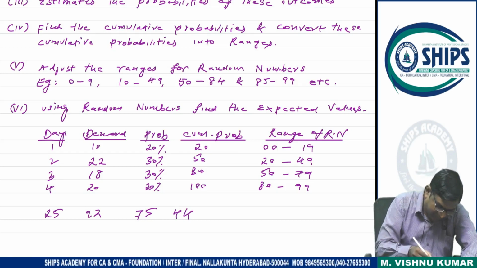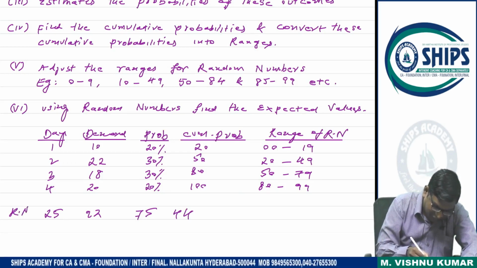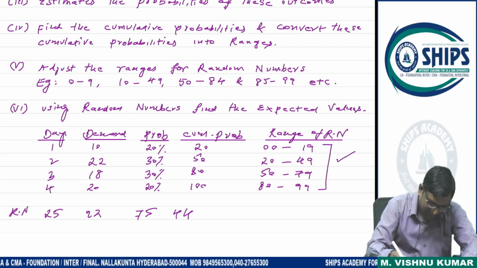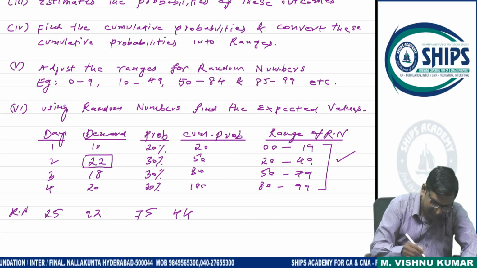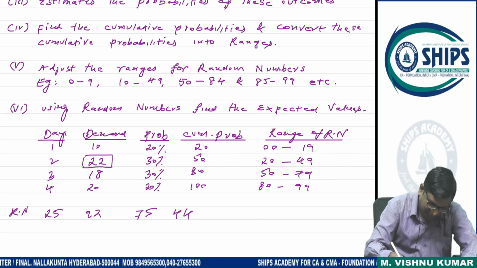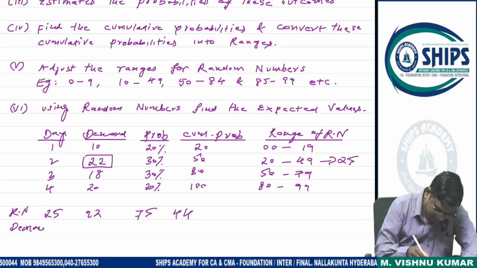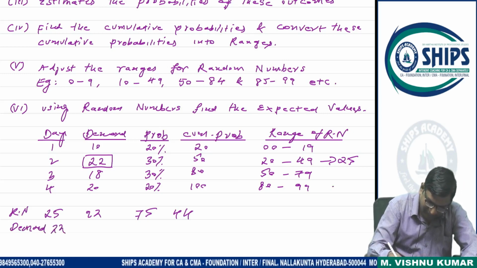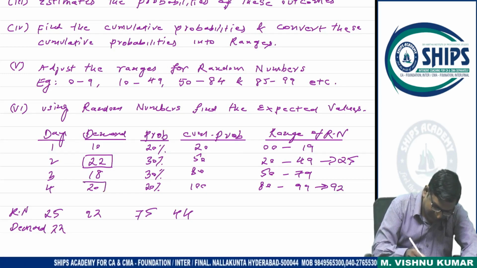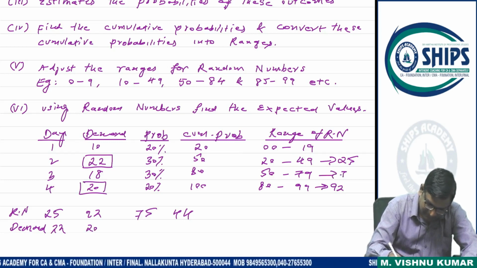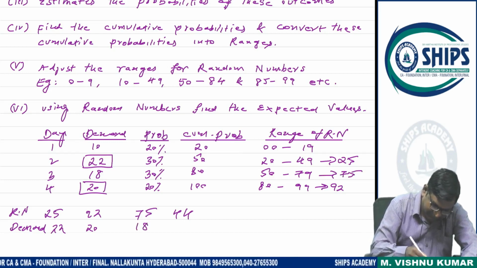So if the random number is 25, we have to check where this 25 falls in this range. It falls in the second, so the demand can be 22. Now 92 is falling here, so the demand is how much? 20. The random number is 75, then the demand is 18.